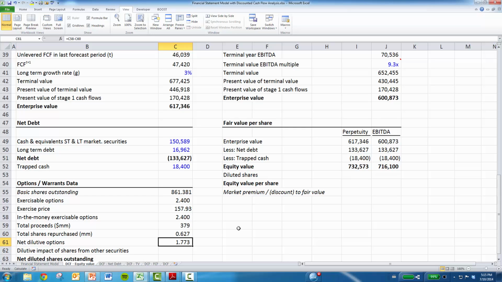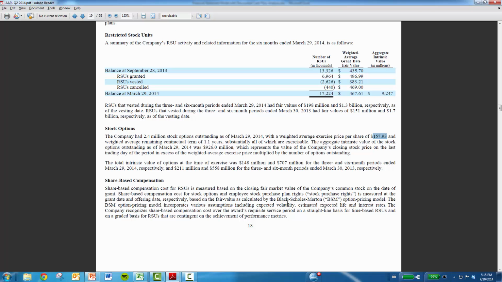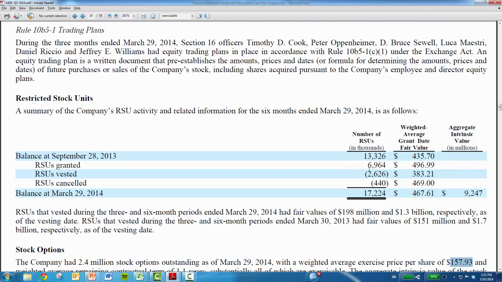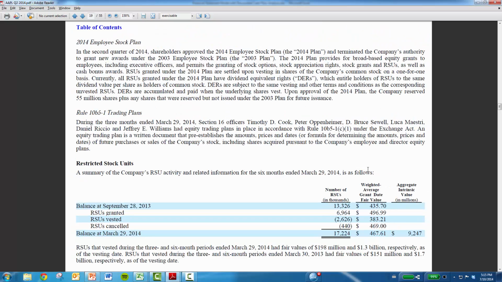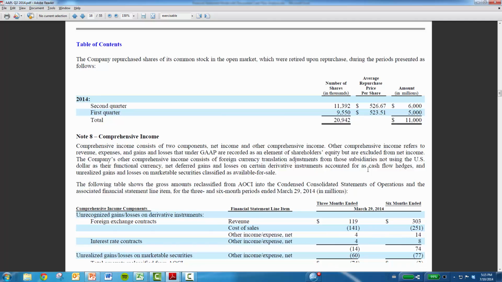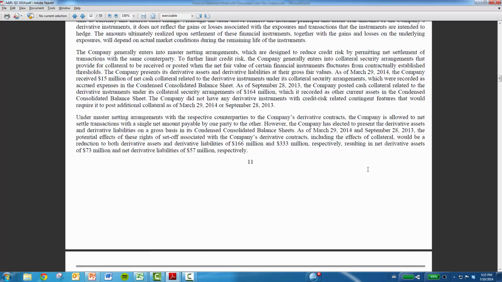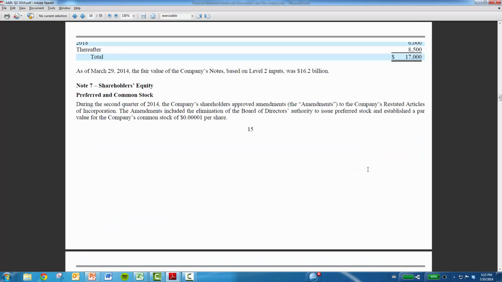And so now we've identified the dilution from options. The next challenge is: are there any other potentially dilutive securities? And so you have to go in and you have to look. And really the easiest way to look is to start with the balance sheet. And so we go to the balance sheet and see, do we see any preferred stock or convertible stock? Let's find that balance sheet.